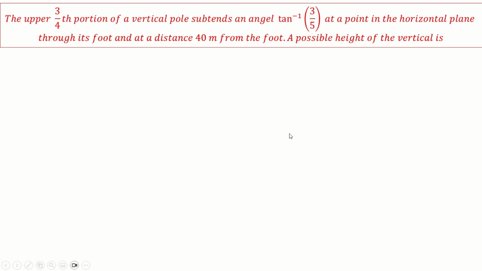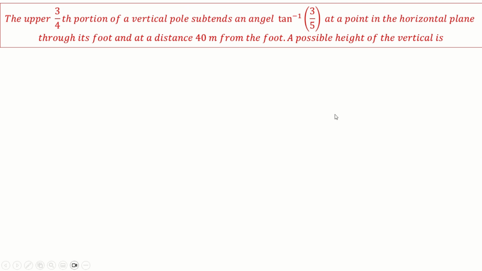Okay, the upper 3/4 portion of a vertical pole subtends an angle of tan inverse of 3 by 5 at a point in the horizontal plane through its foot and at a distance 40 meters from the foot. A possible height of the vertical is. Okay, for an 8th class student, you probably think, what is tan inverse? Tan inverse is simple. If tan theta equals 3 by 5, theta is equal to tan inverse of 3 by 5.